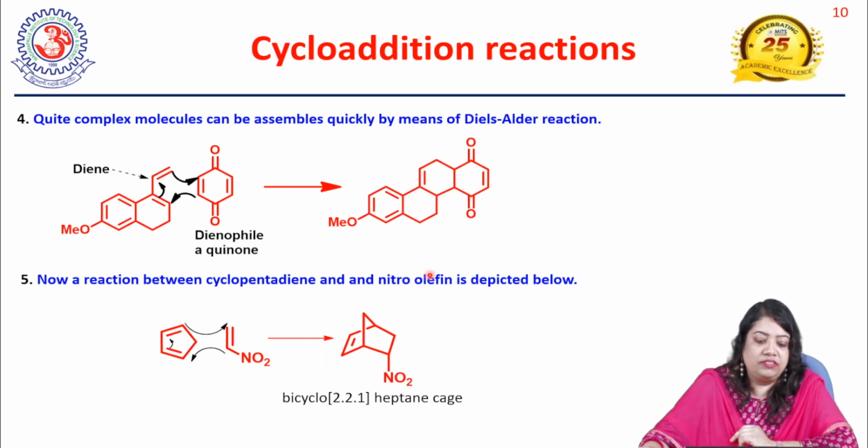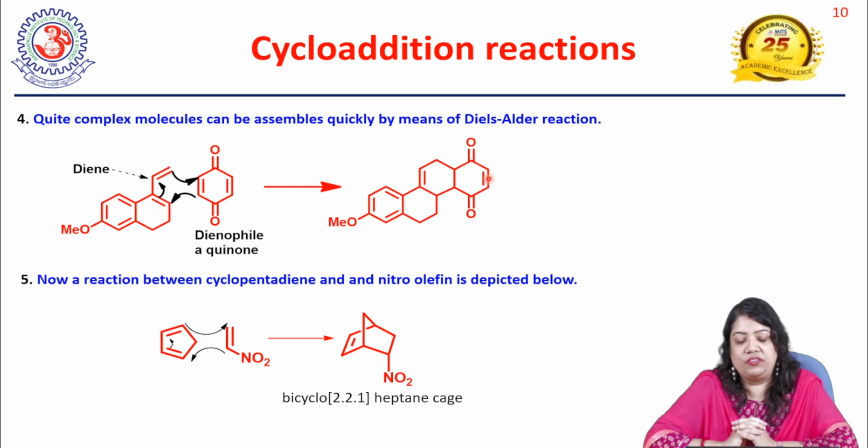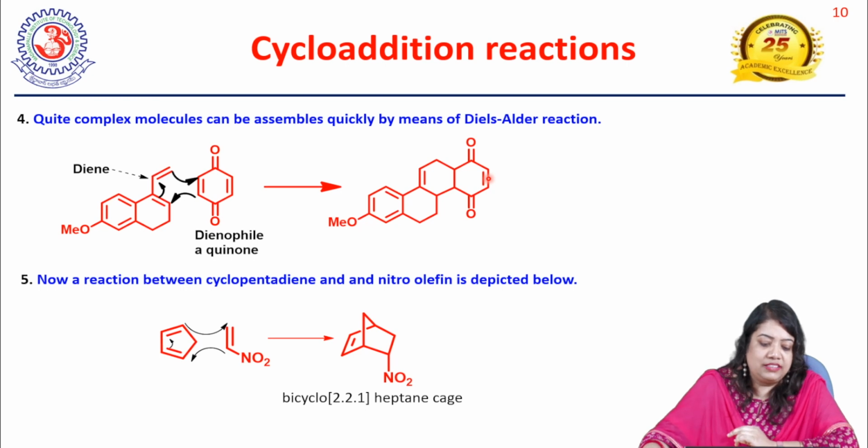Now, this tetracyclic molecule has been synthesized using the Diels-Alder reaction in a single step. You see here, this is a diene and benzoquinone is a dienophile. Here, it undergoes the Diels-Alder reaction to form this tetracyclic molecule in a single step. And lastly, I am going to discuss the reaction between cyclopentadiene and nitroolefin. Here, cyclopentadiene reacts with nitroolefin to form this bicyclo[2.2.1]heptane cage in a single step.